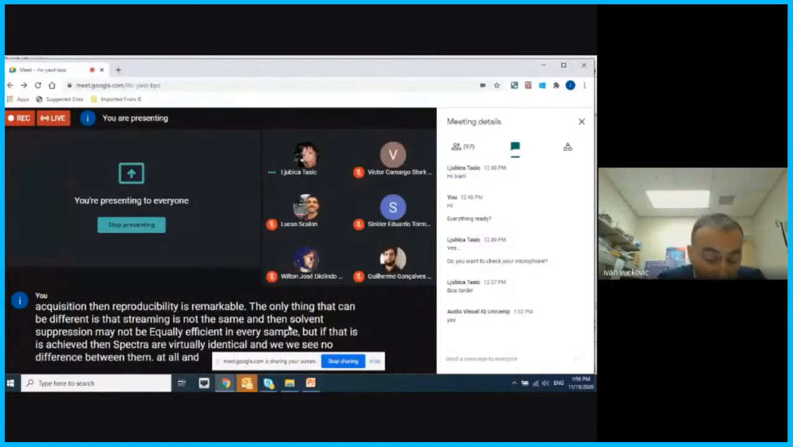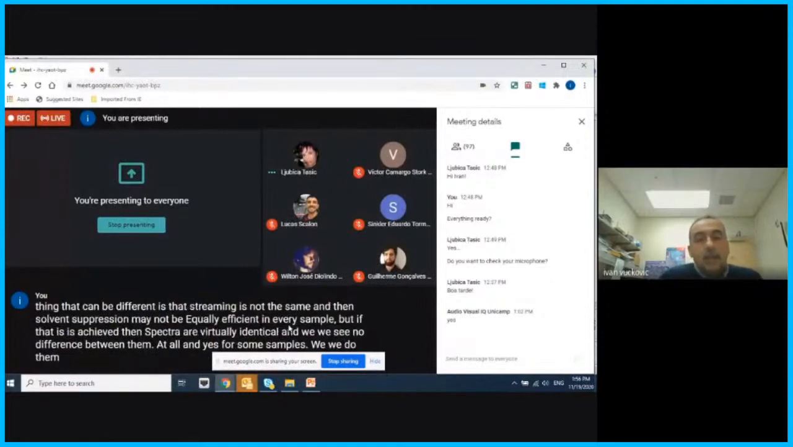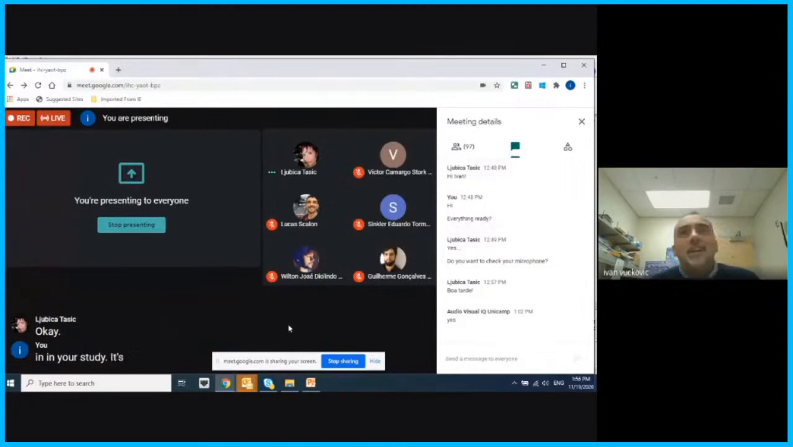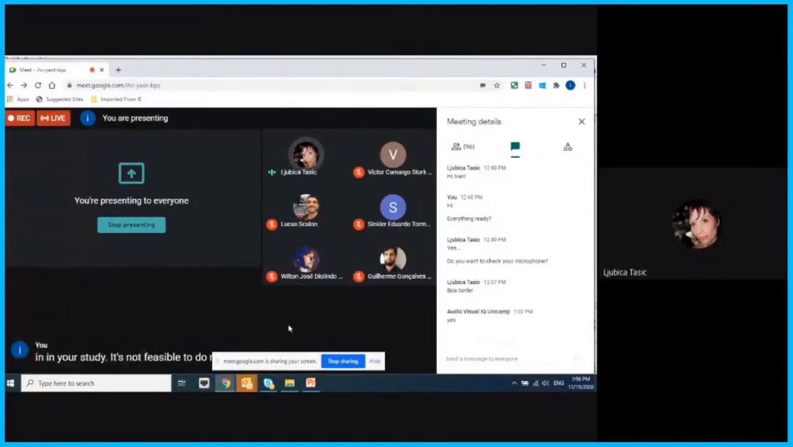And yes, for some samples we do them in replicates, and yes, they turn out to be very, very similar. But okay, when you have like 1,000 samples in your study, it's not feasible to do replicates of all of them.